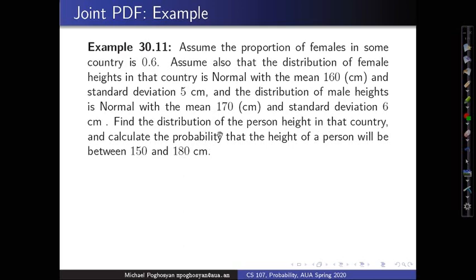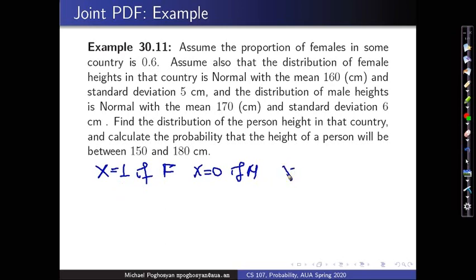So let me write mathematically what we have. Here we have two random variables. X is showing that the person is either female or male. So say X is 1 if that person is female, and X is 0 if male.